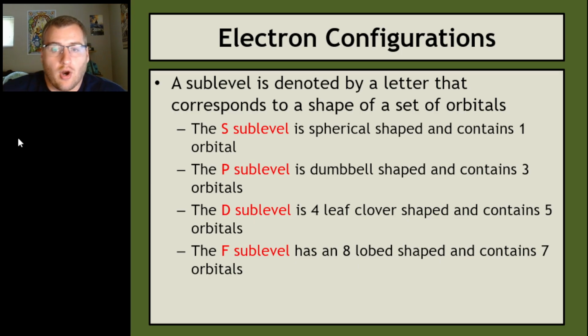Okay. There are 4 different what we call sublevels where electrons can be located. Each of these sublevels have a different shape, a different electron cloud that matches. A sublevel is denoted by a letter that corresponds to a shape of a set of orbitals. You have the S sublevel, which is the one I showed you before. It's just a sphere around the nucleus. It contains 1 orbital in it. The P sublevel is a dumbbell shape, and it contains 3 orbitals. The D sublevel is a 4-leaf clover shape, and contains 5 suborbitals. The F sublevel has an 8-lobe shape and contains 7.